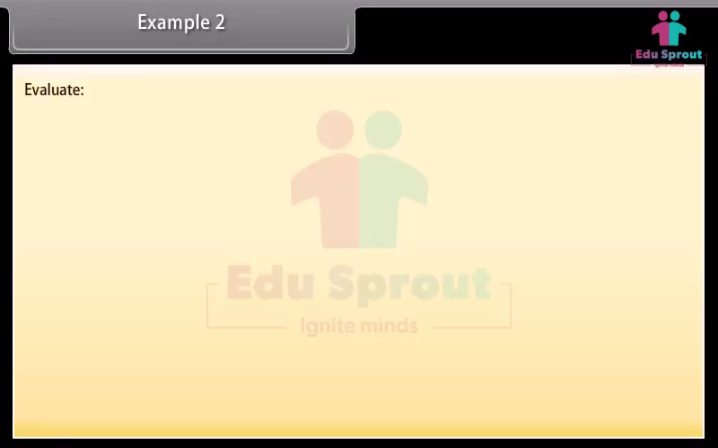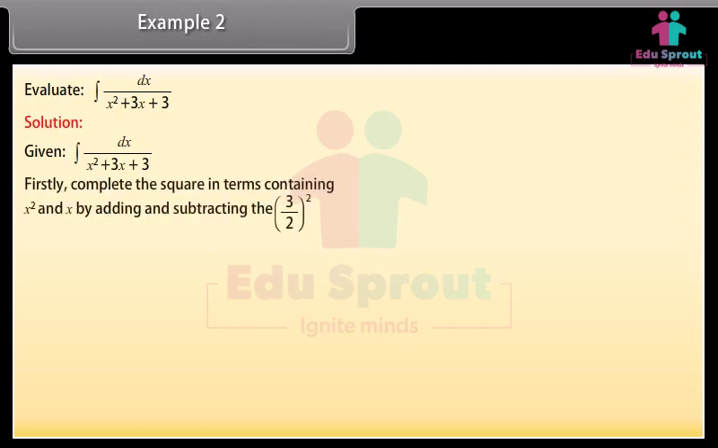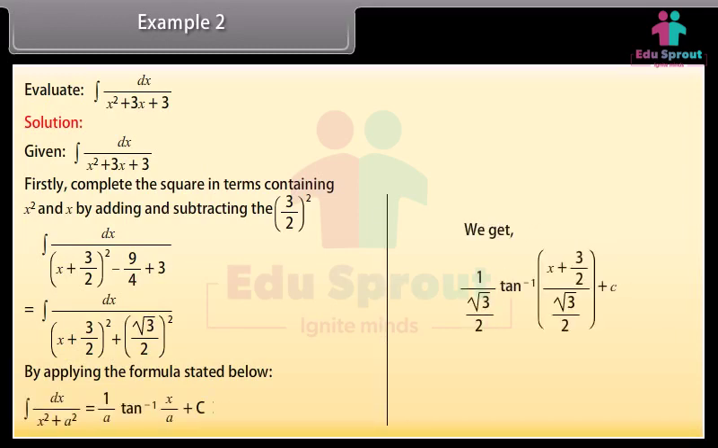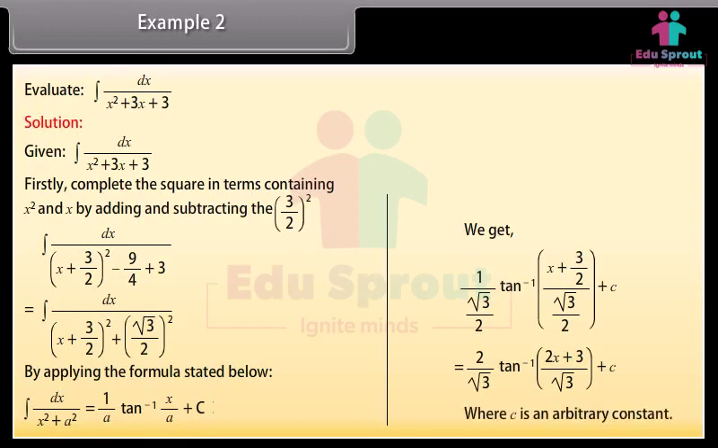Example 2. Evaluate the integral of 1 upon x square plus 3x plus 3 with respect to dx. Solution. Given the integral of 1 upon x square plus 3x plus 3 with respect to dx. Firstly, complete the square in terms containing x square and x by adding and subtracting (3 by 2) square. We get the integral of 1 upon (x plus 3 by 2) square minus 9 by 4 plus 3, which is equal to the integral of 1 upon (x plus 3 by 2) square plus (root 3 by 2) square. By applying the formula stated below, we get 1 upon root 3 by 2 tan inverse of (x plus 3 by 2) upon root 3 by 2 plus c. That is 2 by root 3 tan inverse of (2x plus 3) by root 3 plus c, where c is an arbitrary constant.